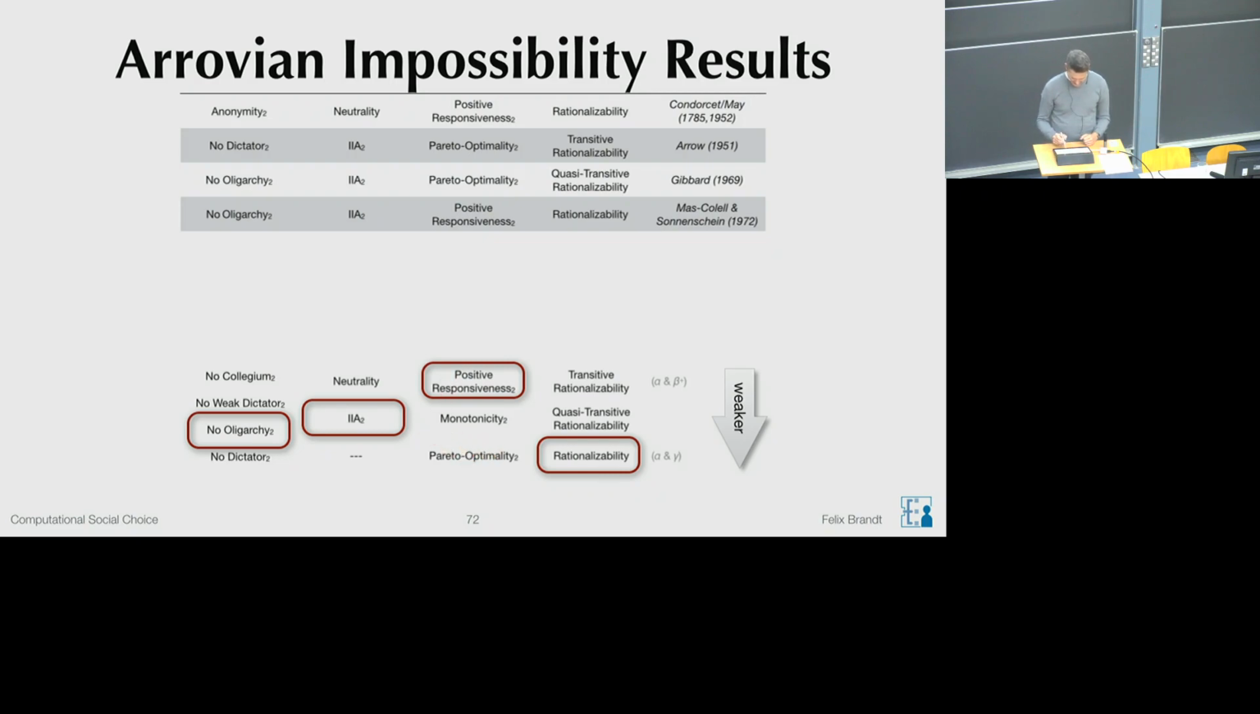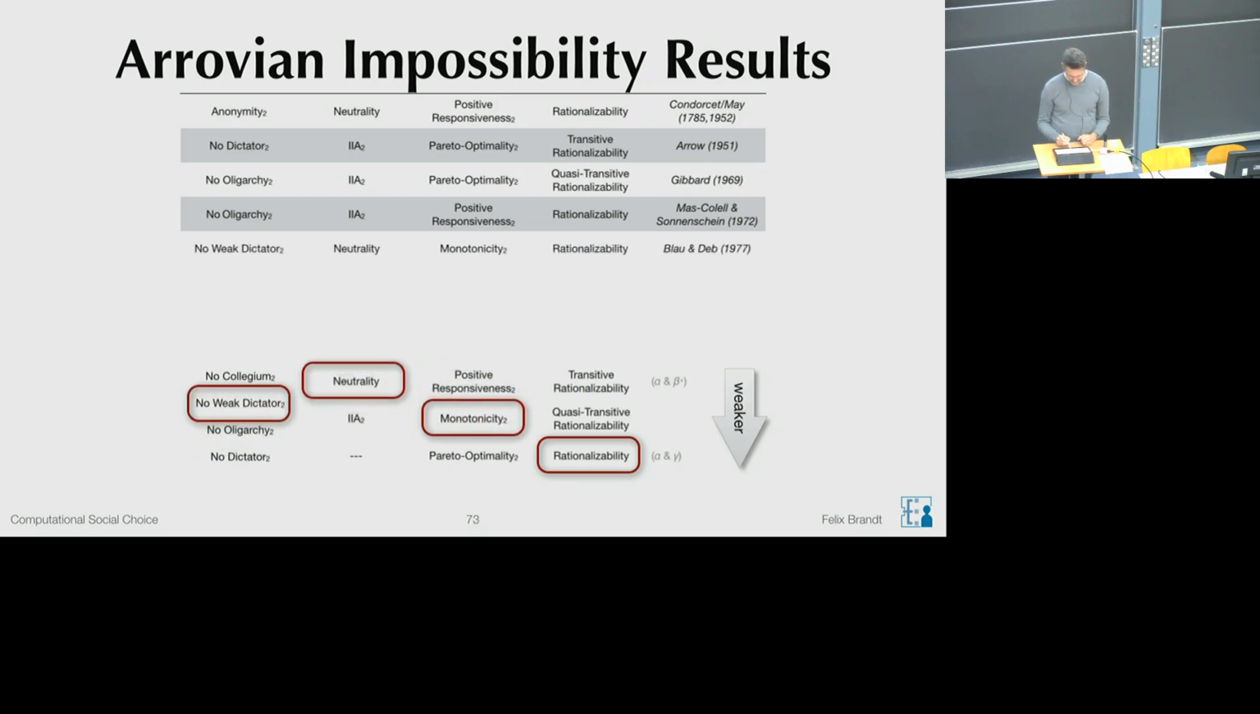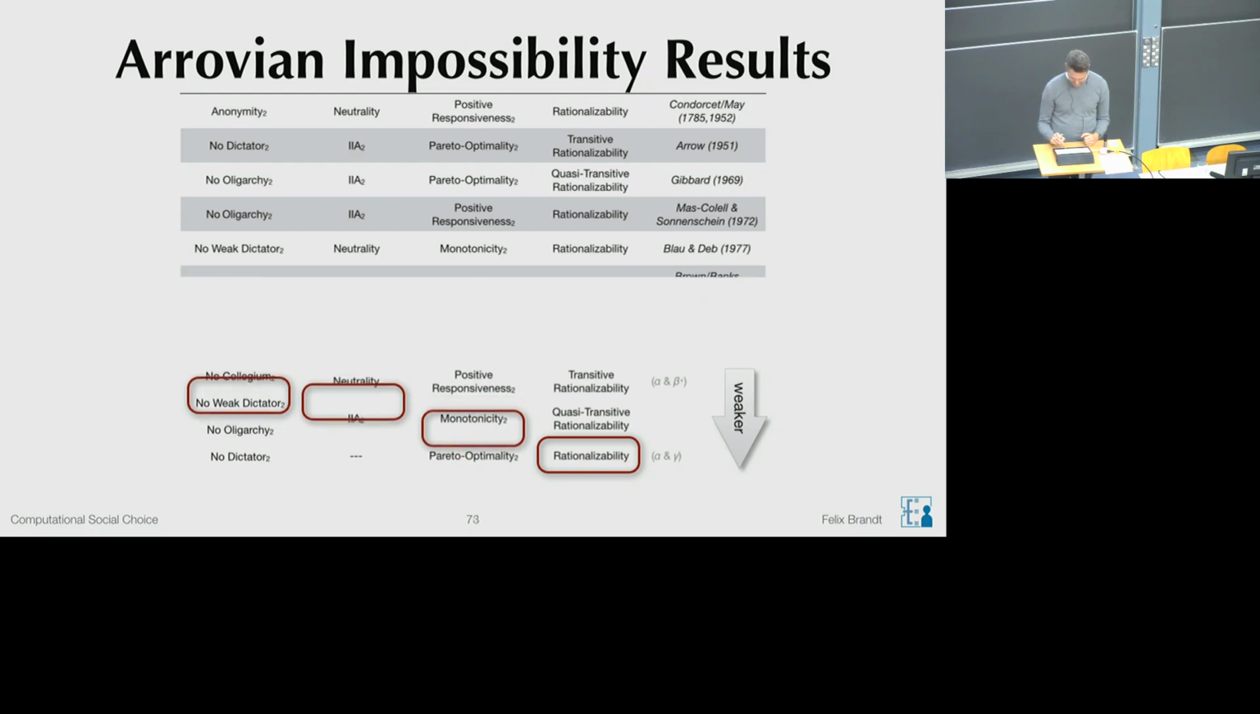As you can imagine, there's also another version for rationalizability now. If we think positive responsiveness too is too demanding, and I usually think positive responsiveness is really quite a strong condition because ties have to be broken immediately, so there's some notion of decisiveness inherent in this definition, then what happens if we only have monotonicity? Well, then we get another impossibility which uses neutrality, and in the consequence we only have a weak dictator. No oligarchy anymore, but there's a weak dictator, which is also bad. I think there's two more. I think this can be weakened further to Pareto optimality, I guess, right?